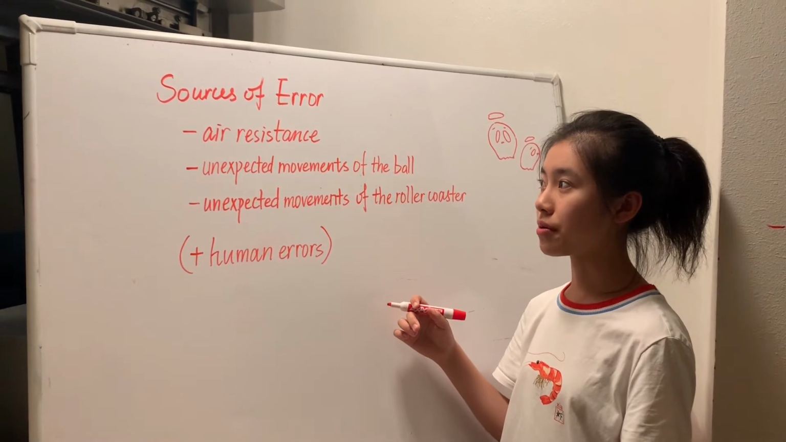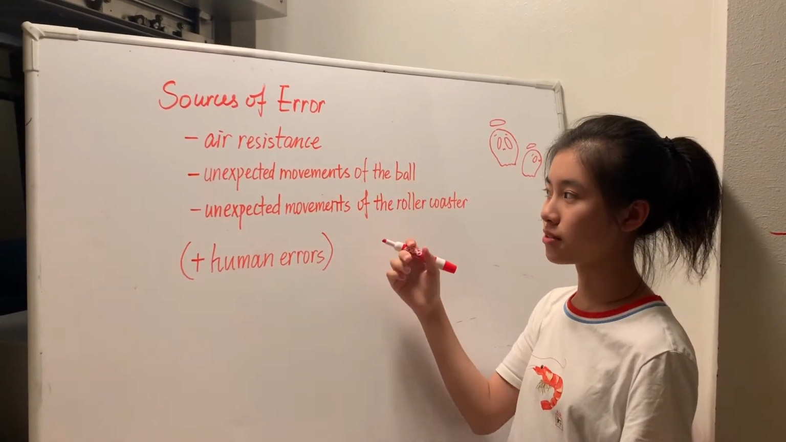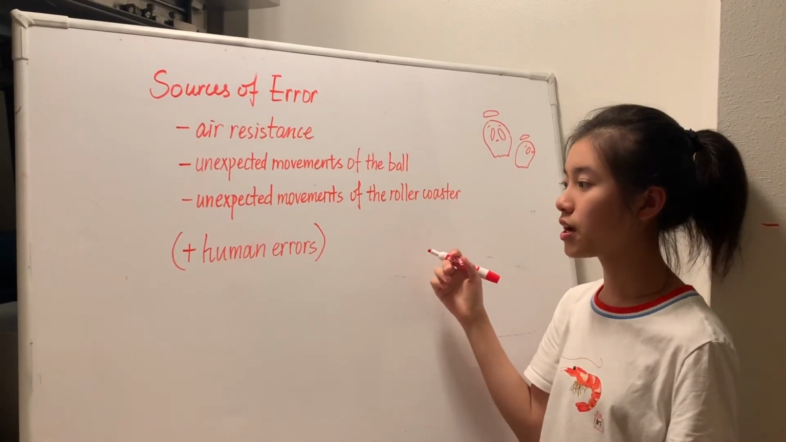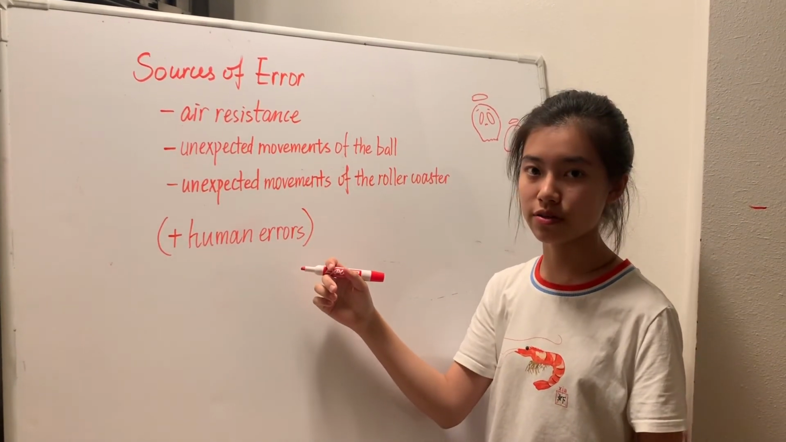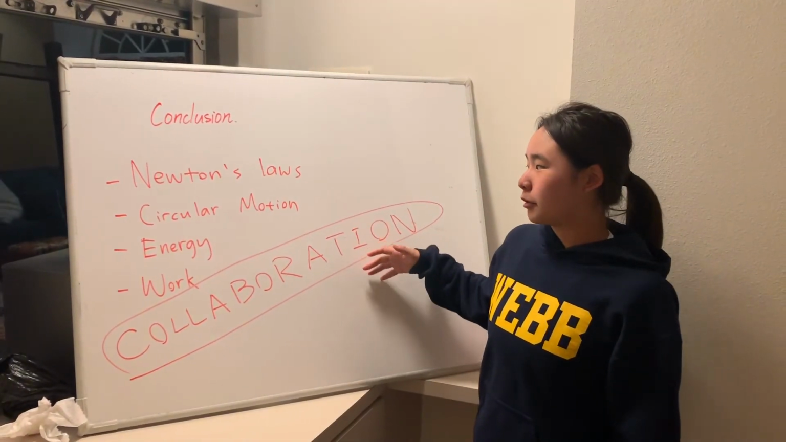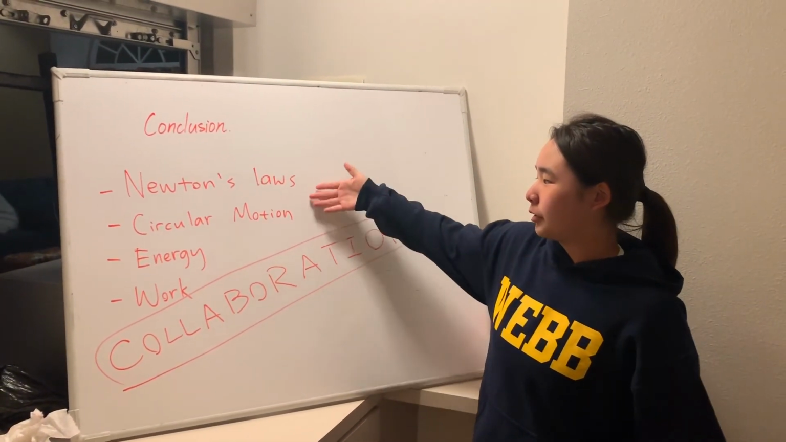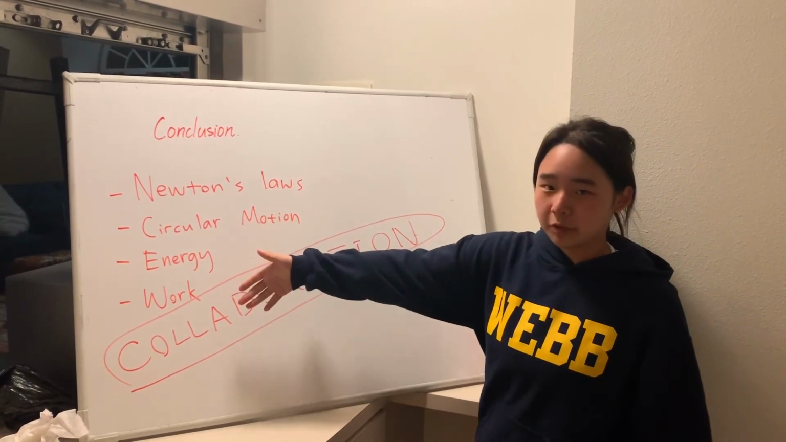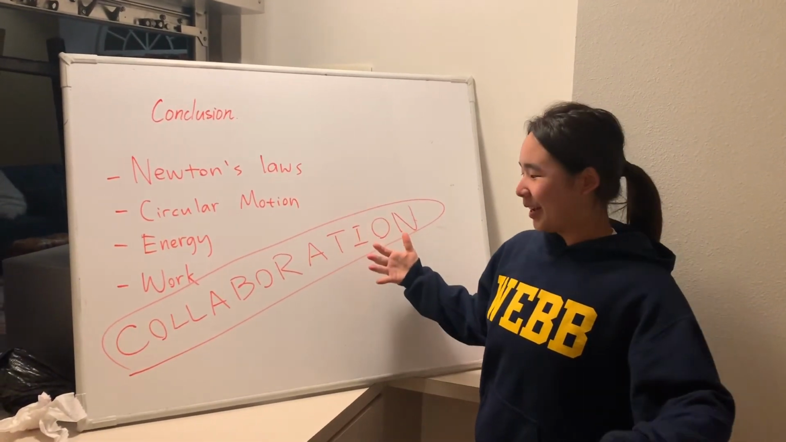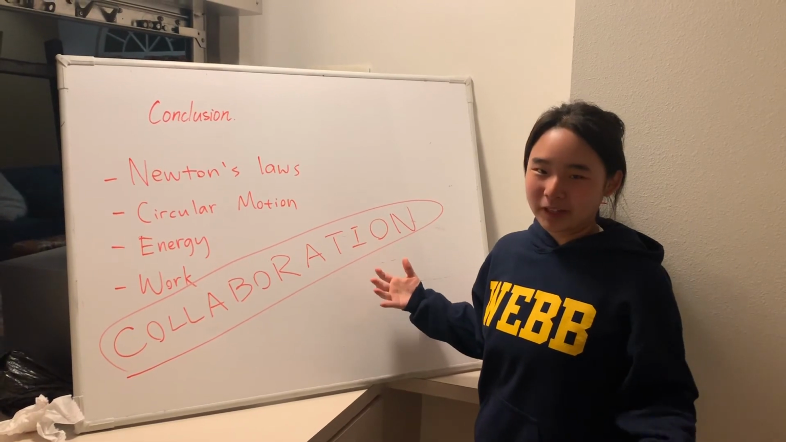Our sources of error include air resistance, unexpected movements of the ball and roller coaster, as well as human errors that occur during measurements. In conclusion, through the roller coaster project, we have learned more about Newton's law, circular motion, energy, and work. But most importantly, we learned about collaboration as we all contributed equally to the project.